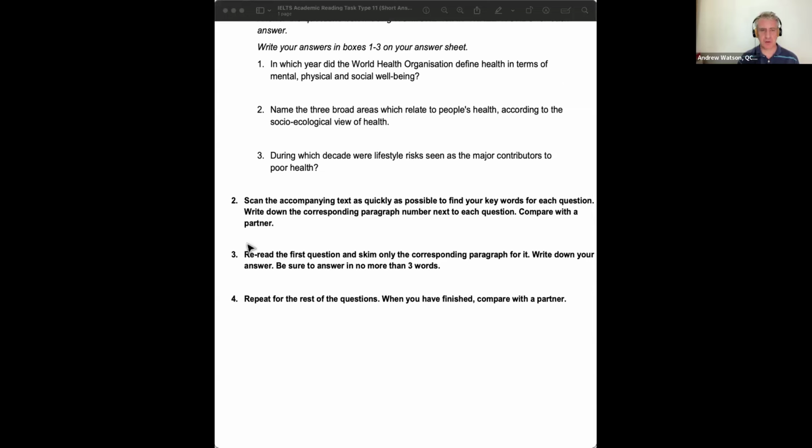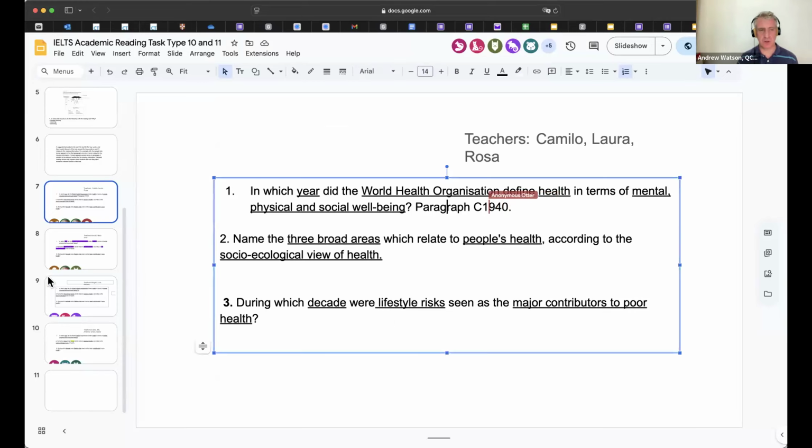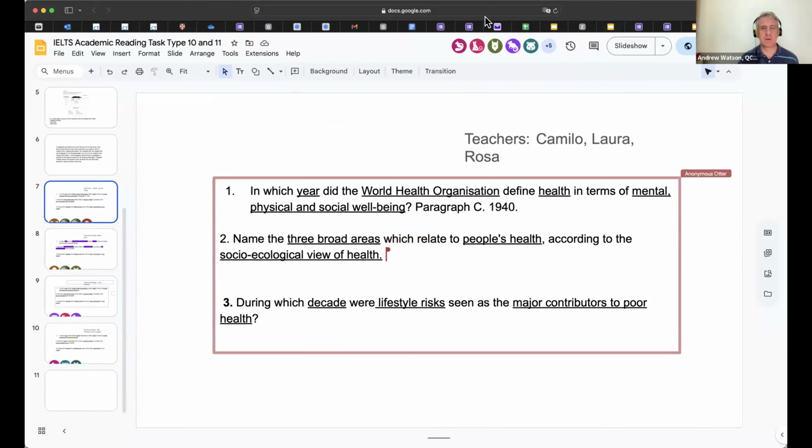So I'm going to put you into breakout rooms. And Camilo, Lara, and Rocio have correctly identified that the first question, paragraph C, yes, that's where you can find it. I'll put you into breakout rooms so you can now discuss.